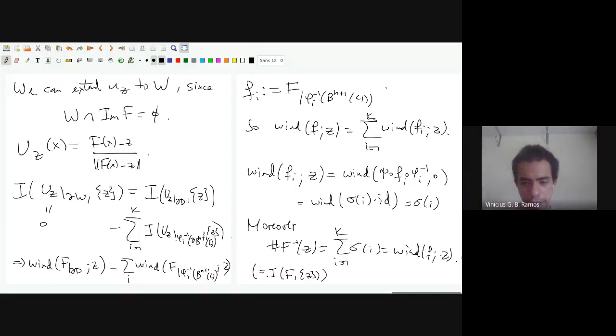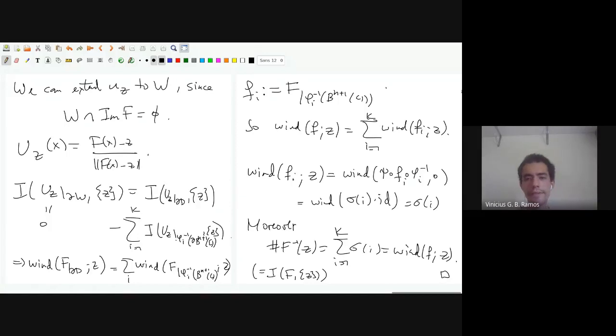Okay, so this is the end of the proof of this proposition. In other words, you can compute the winding number by extending the function to a compact manifold that bounds the original manifold, and counting the number of pre-images. That's the moral of the story.